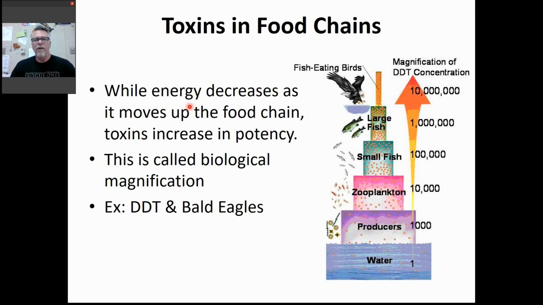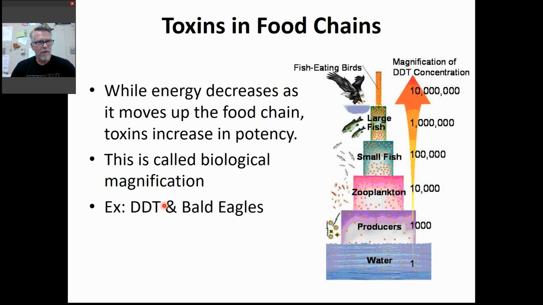But the last thing we want to talk about is toxins in the food chain. A toxin is a poison of some kind. Toxins increase as you move up a food chain or up a food pyramid, the opposite of energy. Let me work through this example with you really quickly. There's this pesticide, something that kills bugs. It was called DDT, and I don't remember what DDT stands for. It's a really long chemical name. But in the 50s and 60s, we used DDT a lot to kill bugs.